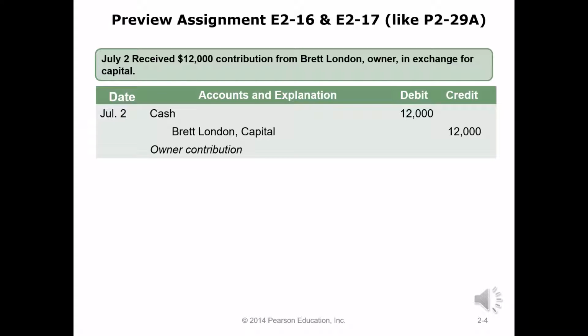Please make sure that you review the formatting of a journal entry. The debit always comes first, and the credit is indented at the account line and also under the credit column. The explanation does not need to be indented or italicized, but it is nice to write it a little bit differently so that you can easily tell that it is your explanation.